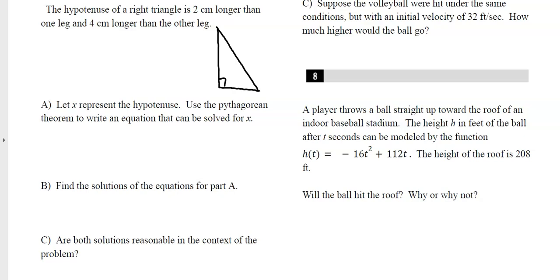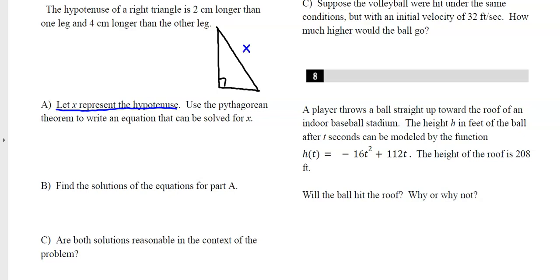So if the hypotenuse is 2 longer than one leg, there's a couple different ways I could set it up. Let's do the shortest leg. I could call it x, but then when I solve for x, it won't be the shortest leg. So it says let x represent the hypotenuse. So I guess I have to do that.